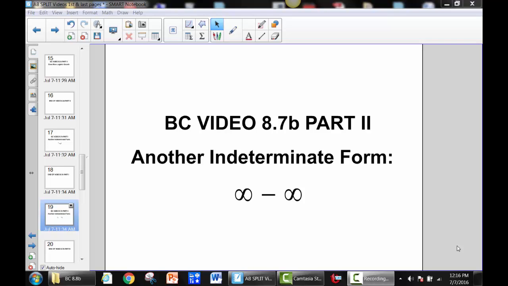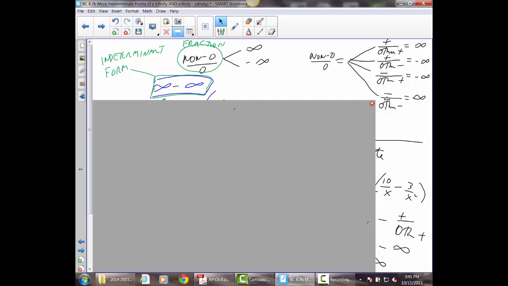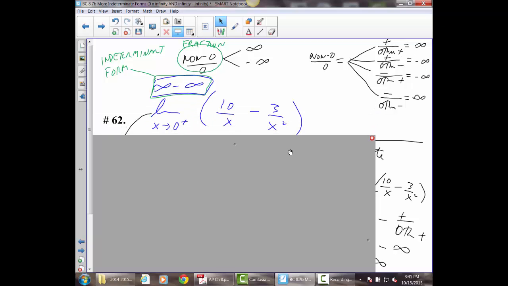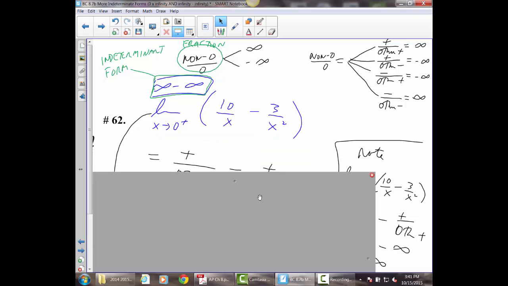Hi, welcome to video 8.7b part 2, another indeterminate form, infinity minus infinity. Or negative infinity, remember the thing from last year, positive over 0 through positive, positive over 0 through negative. So most likely you're going to get infinity minus infinity because you're going to have a fraction minus a fraction, such as this case right here.